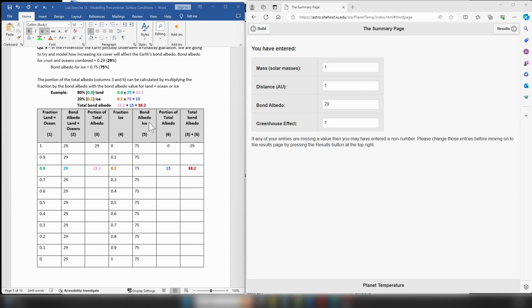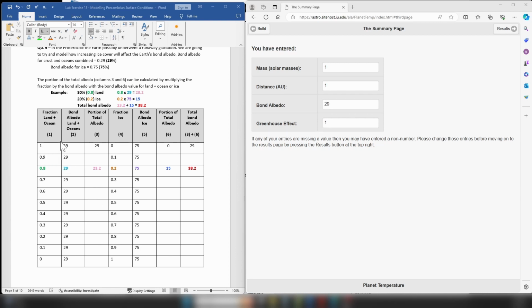In the case of ice itself, it obviously has a much higher bond albedo, so it's going to reflect more solar radiation back into space. And so the bond albedo is set at 75. And so what you can work out is, as you begin to lose exposed continental crust and exposed ocean, and you replace it with ice, that's obviously going to lead to more solar radiation being reflected back into space because the bond albedo is going to start higher. What we're going to start doing is calculating the portion of the total albedo for the fraction of land plus ocean.